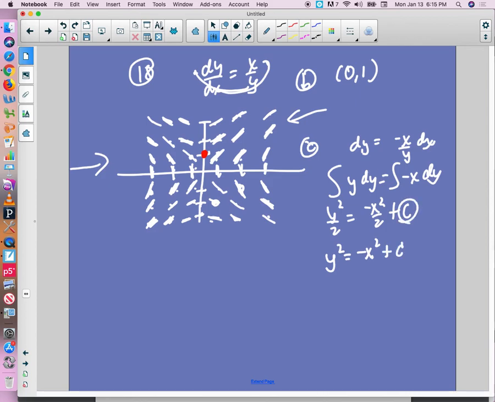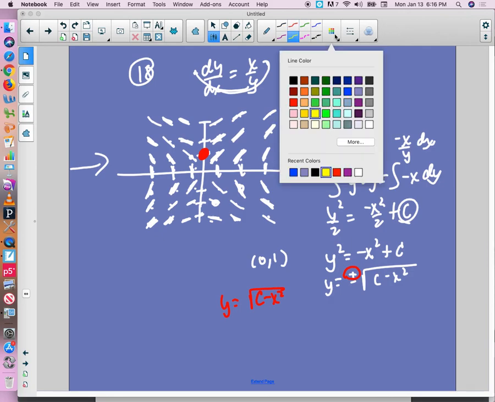No reason to say c times 2, it's just a constant. And then square root. y is plus or minus the square root of negative x squared plus c, or c minus x squared. Now, since we're going through the point (0, 1), we know whatever we've got is where y is positive. So now I make my decision: y is equal to the square root of c minus x squared.